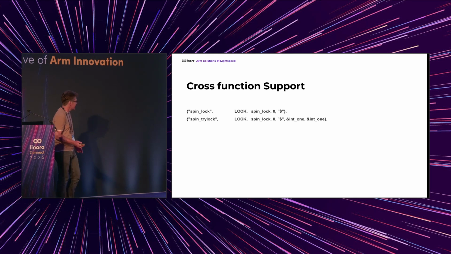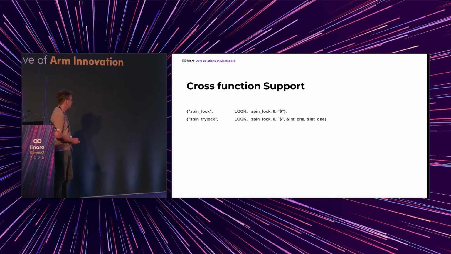So 5 years ago, I added cross-function support. So there's a table that has the name of the locks, so just spin_lock, and it says parameter 0, and the $ sign here means whatever you pass to parameter 0. And the spin_trylock only locks it if you return 1.